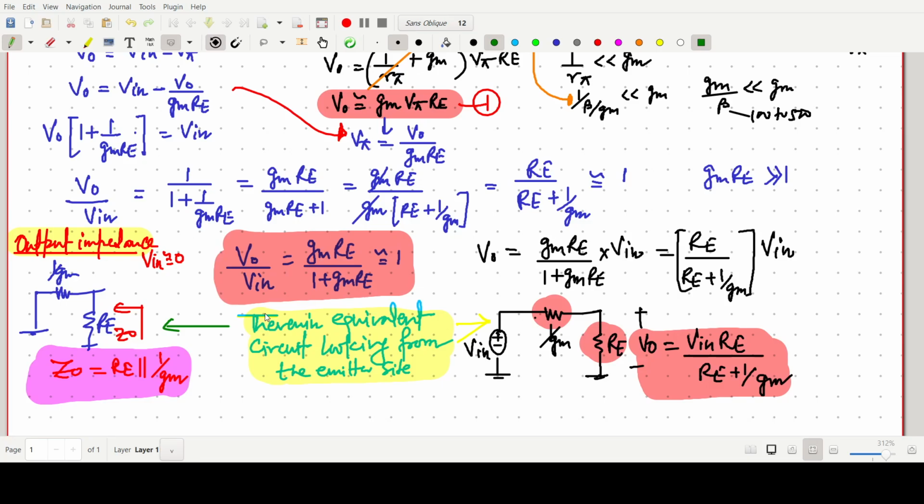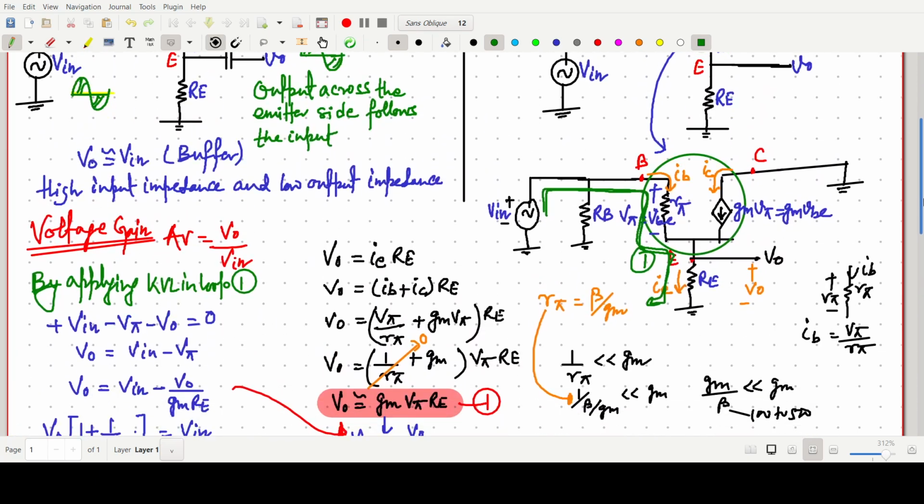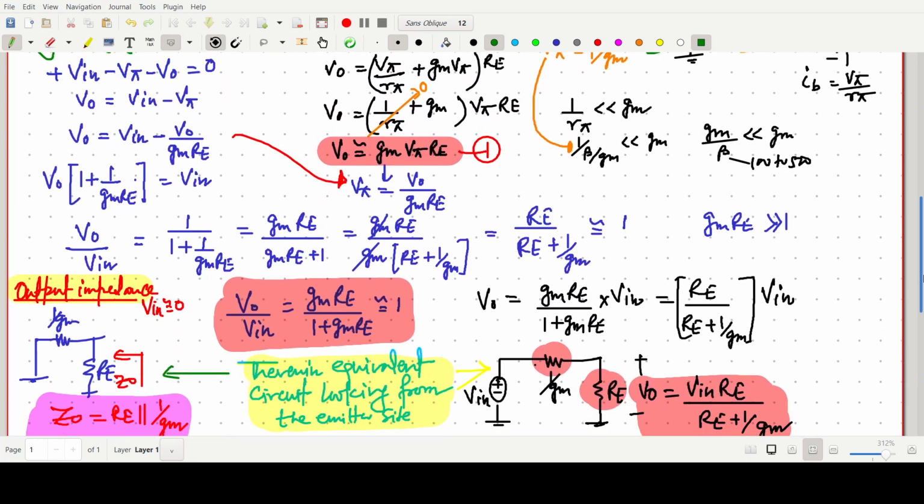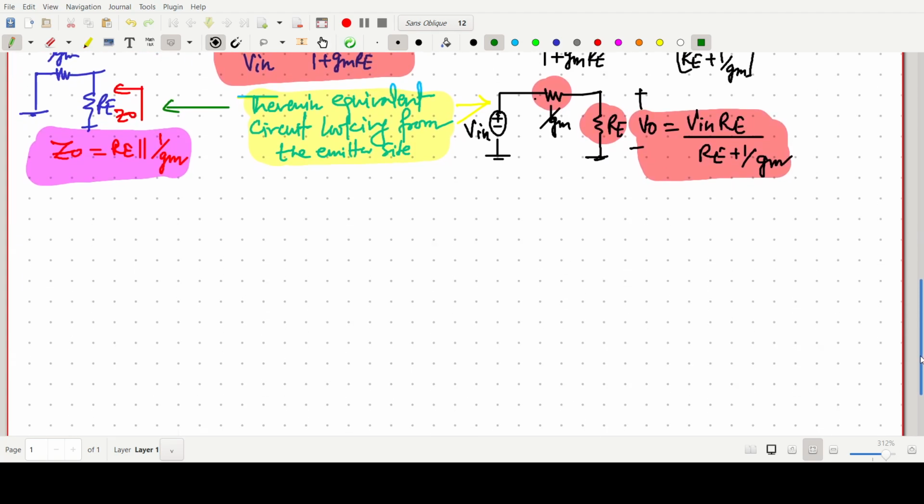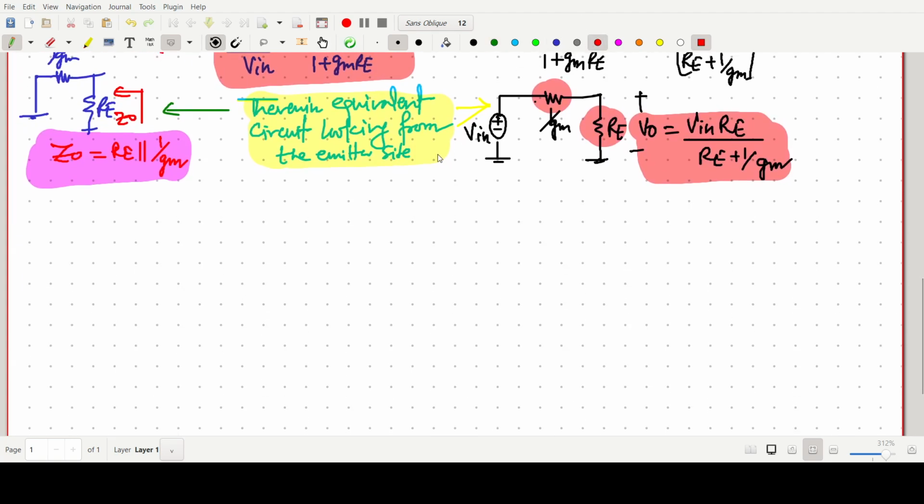We can also find the output impedance using the traditional method. So I will also try to find the output impedance using the traditional method. What we have to do is the output impedance calculation using the traditional method.